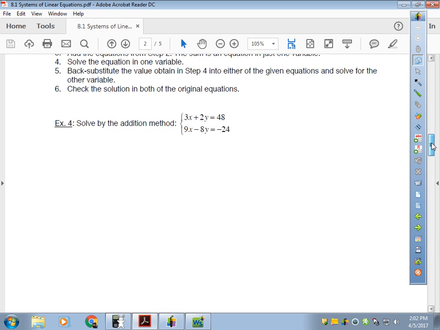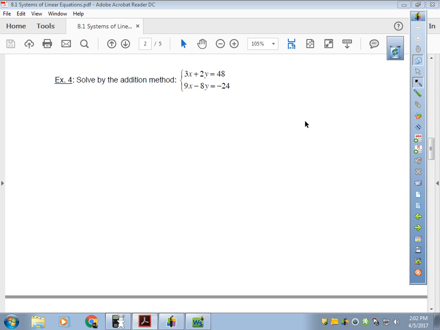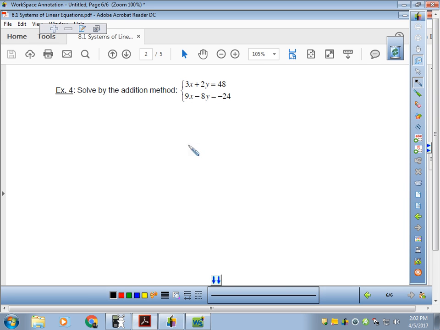Alright, so let's look at this. Example 4 asks us to solve this system by the addition method, which again, remember, is also the elimination method. So our system is 3x plus 2y equals 48, 9x minus 8y equals negative 24. First thing, are they in the form ax plus by equals c? Yeah, both of them are already in that form, so we're good there.